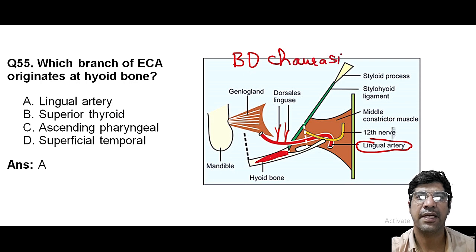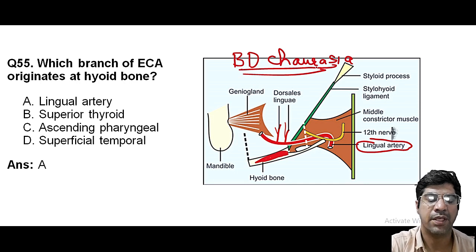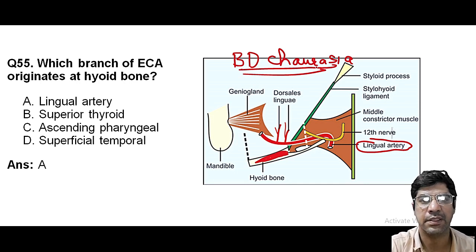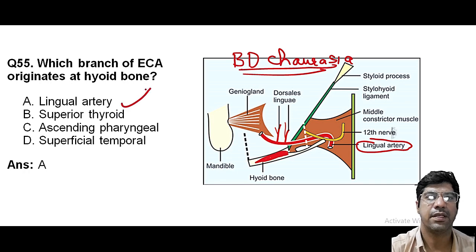Please follow these standard textbooks. BD Chaurasia is a must for your entrance examination. Many questions are direct picks from this book, BD Chaurasia, or Gray's Anatomy. The lingual artery originates from the external carotid artery just above the level of the hyoid bone in the neck. So answer is A.